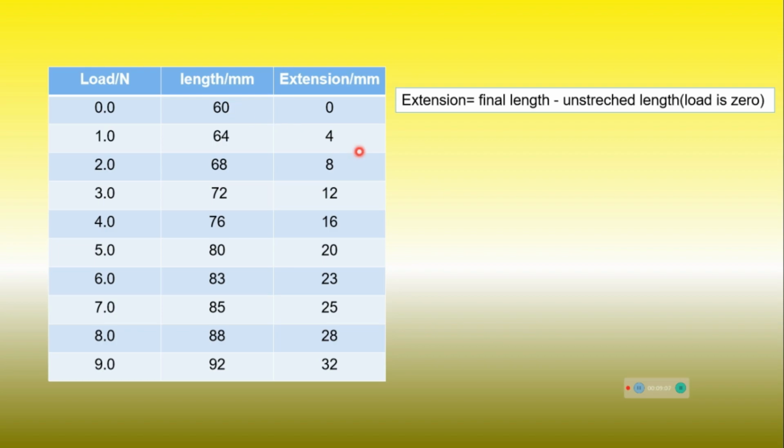Many times students make mistakes like calculating extension by subtracting the length from the previous load, but that is not the right way. You have to subtract the value when the load was 0. So when the load is 3 Newton, 72 minus 60 is the extension in the length of the spring.